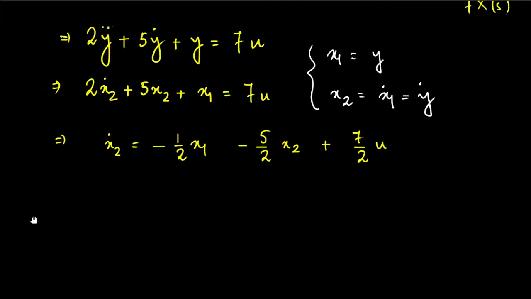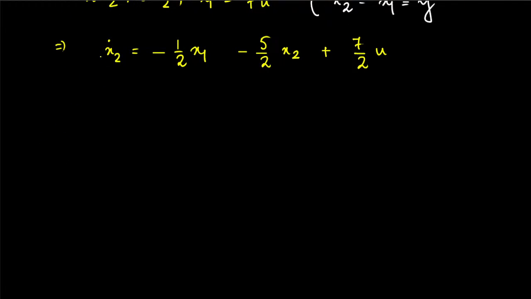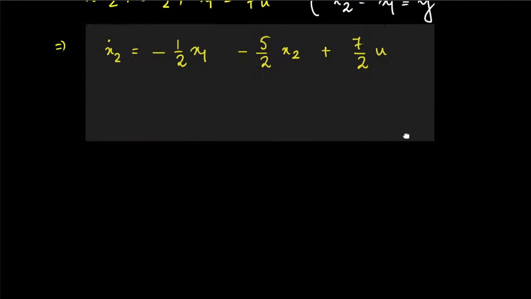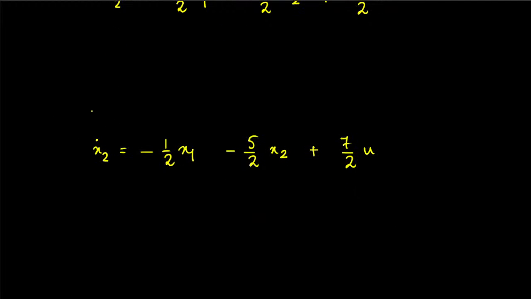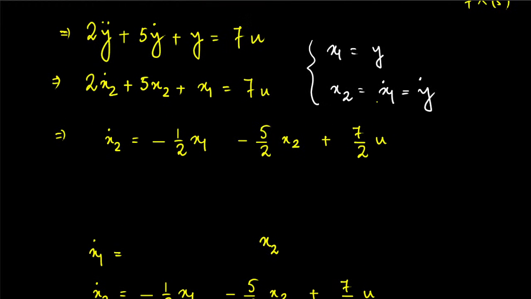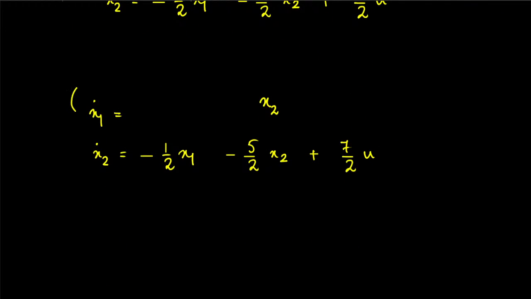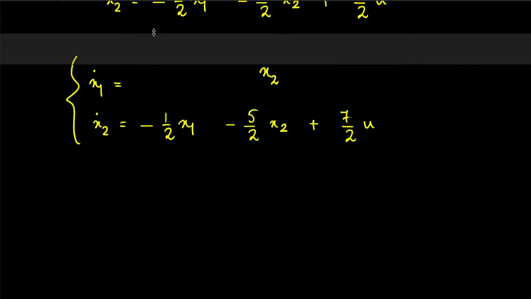And of course we need one more differential equation to describe all of it. The other differential equation that needs to be described is x1 dot, and x1 dot is just x2, because that's how we defined it. Now these two differential equations describe the actual original differential equation without any ambiguity.